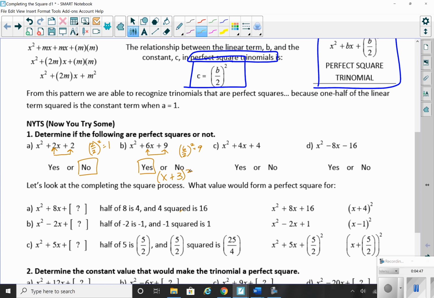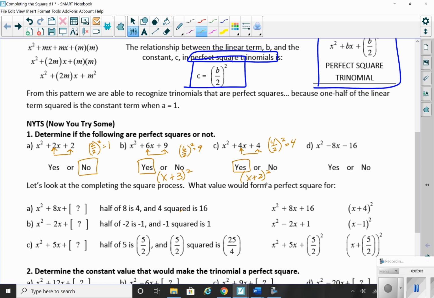In letter C, is this a perfect square trinomial? Again, look at your b value, 4. 4 divided by 2 is 2. 2 squared is 4. So yes, this is a perfect square trinomial. Again, this would factor into x plus 2, the quantity squared.